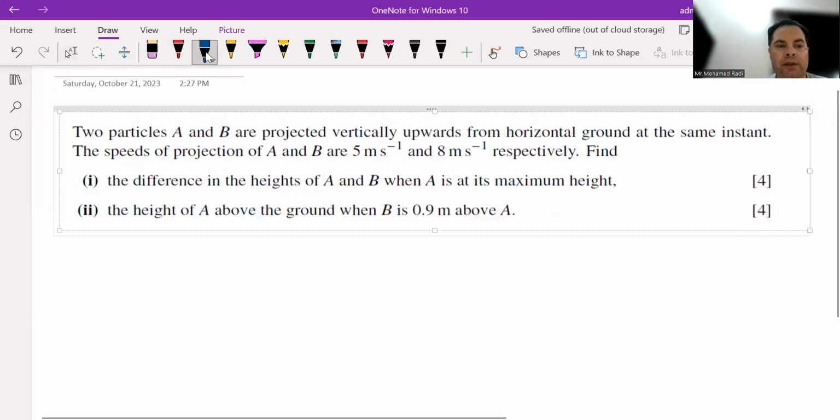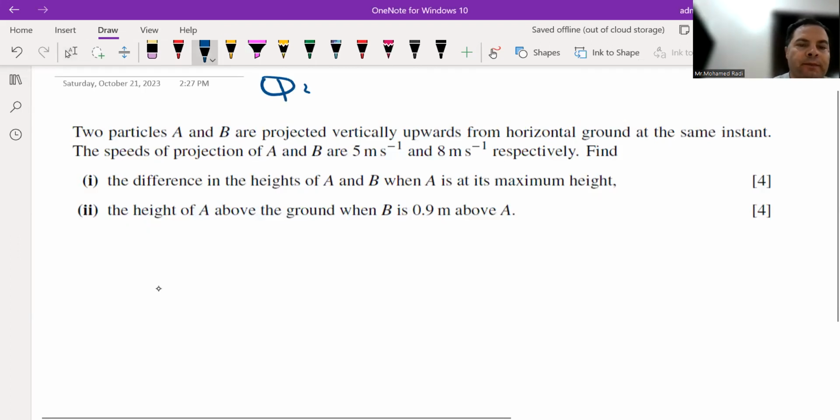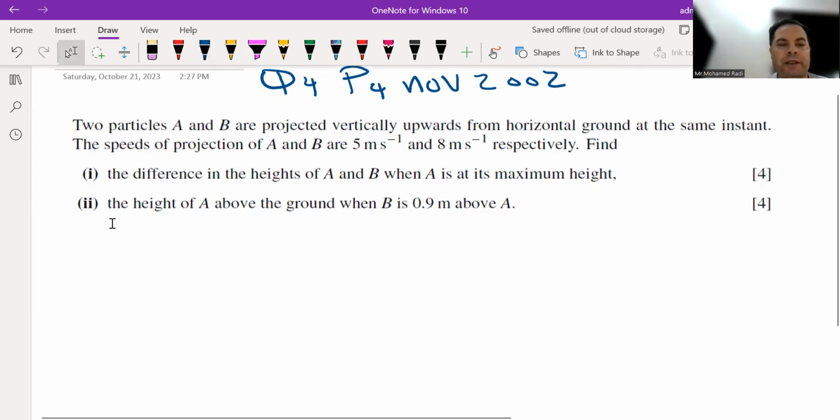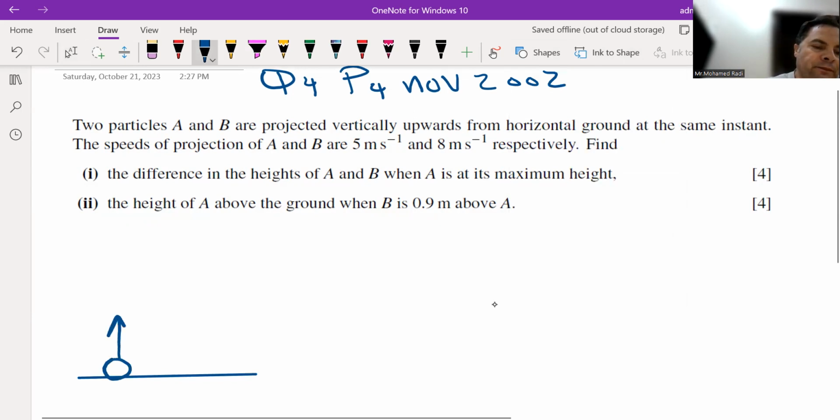Hello guys, in this tutorial I'm going to solve question number 4, paper 4, November 2002. We have two particles, particle A and particle B, projected vertically up.